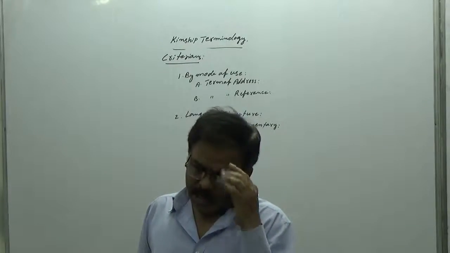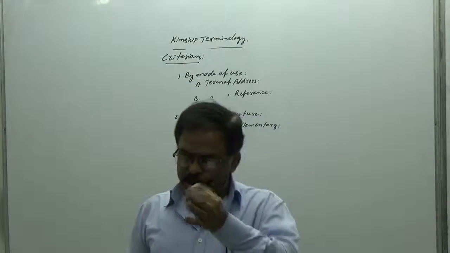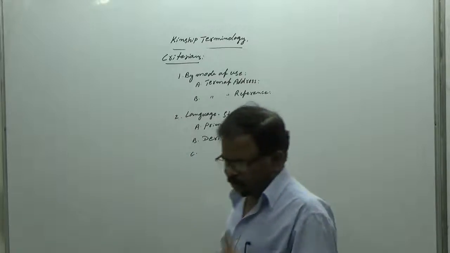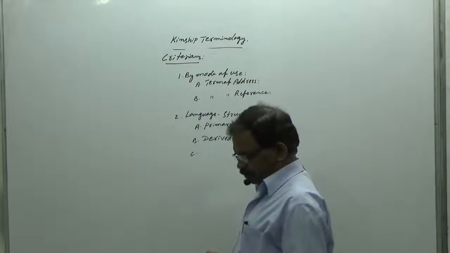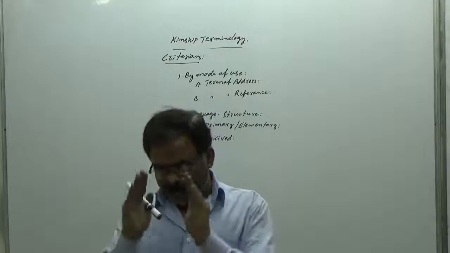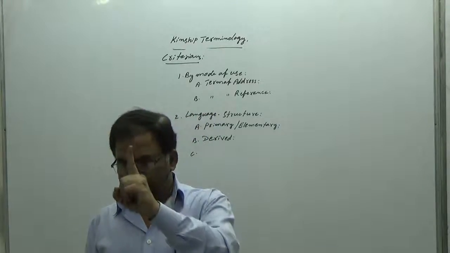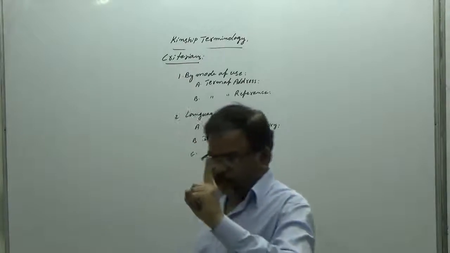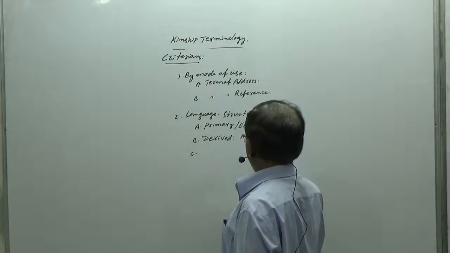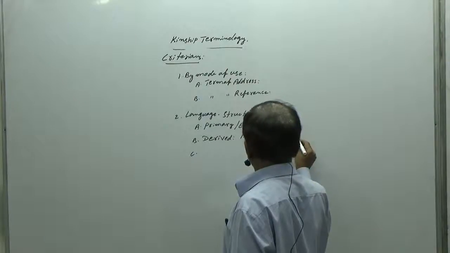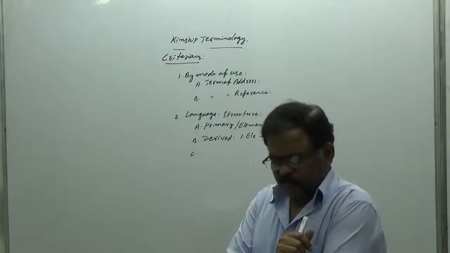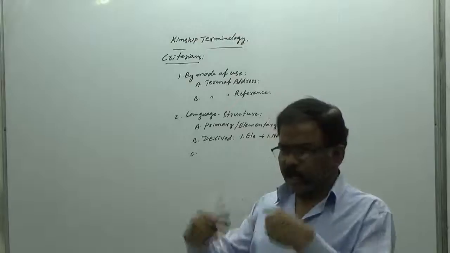See the name also, derived. So the derived terms are derived from the elementary terms. These derived terms include one elementary term and one non-kin term. That means the derived term is a combination of a primary term and a non-kin term.